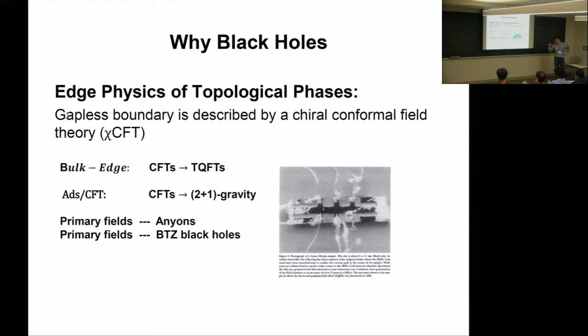And then we also have AdS/CFT, and somehow they should be related, because both anyons and black holes should be related to chiral, should be related to primary fields. And the difference I want to say is that this is kind of a non-compact version of that, because we should be talking about asymptotic boundaries rather than real boundaries. Okay, so that's what I want to argue.